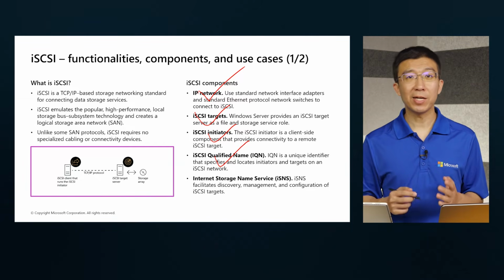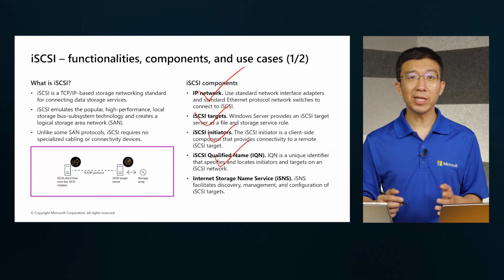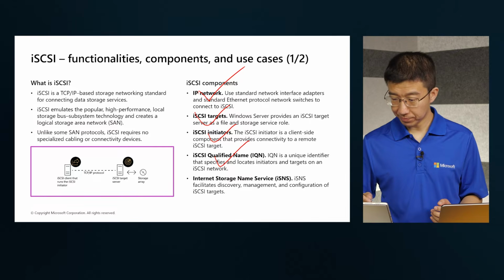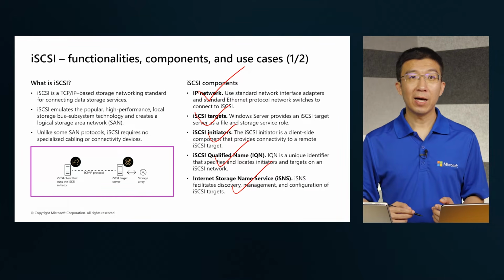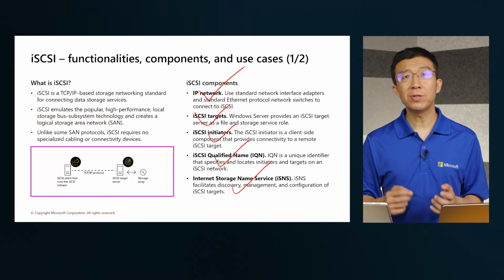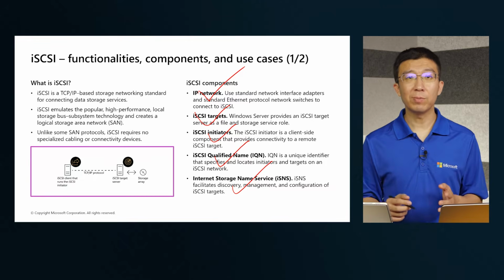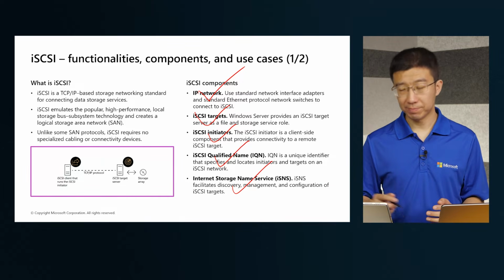IQN, iSCSI qualified name. They are unique identifiers for initiators and targets. And finally, iSNS, Internet Storage Name Service. It helps discover and manage iSCSI devices.